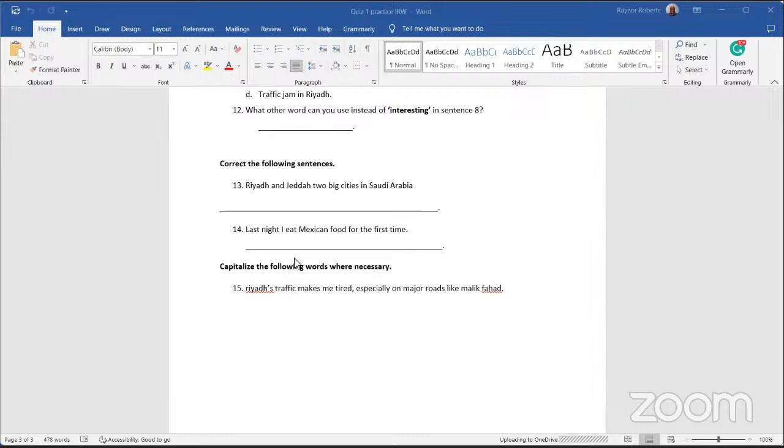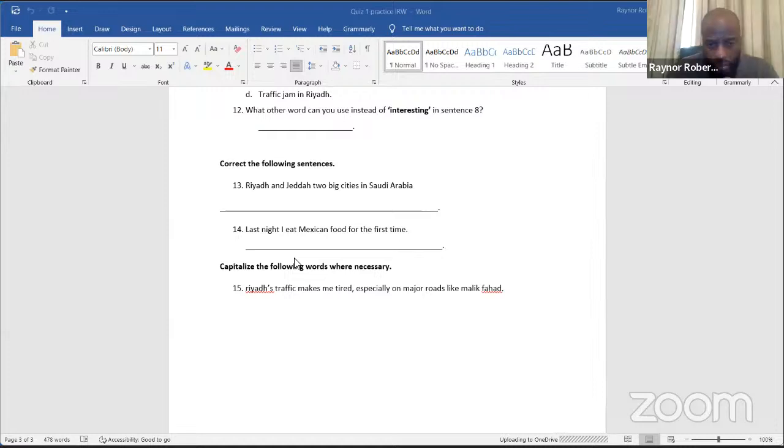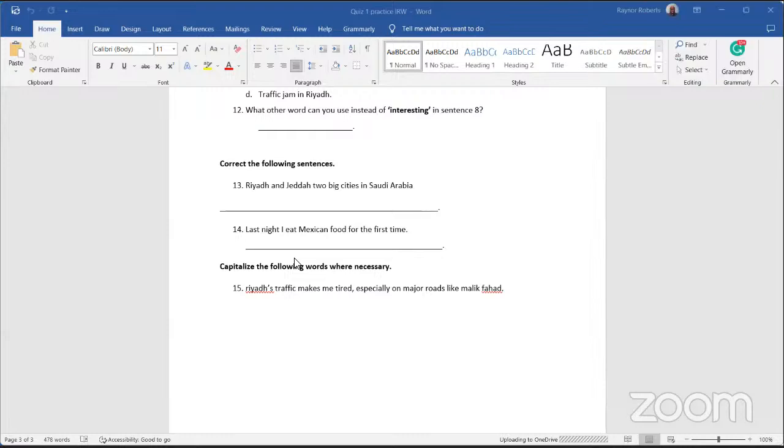What's the problem there? Capitalize Riyadh and Malik Fahad. All right, anything else? Riyadh's traffic makes me tired, especially on the major roads. That's it, because all you're doing is capitalizing Riyadh.